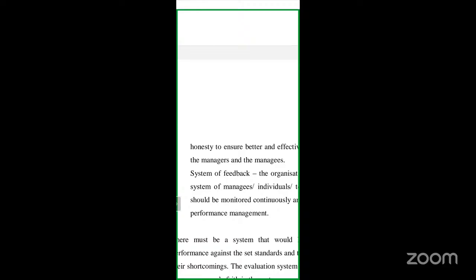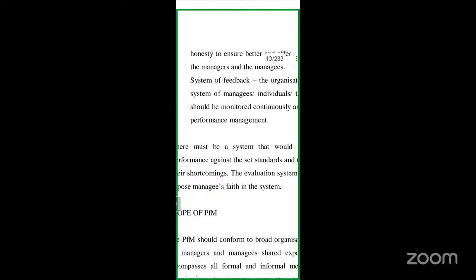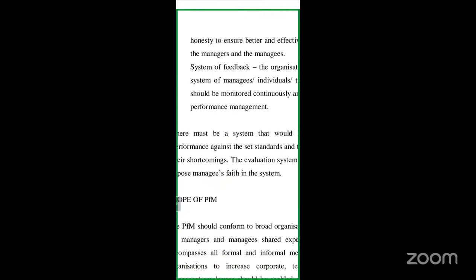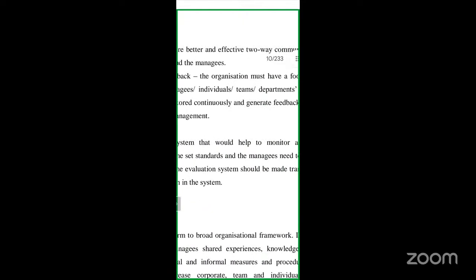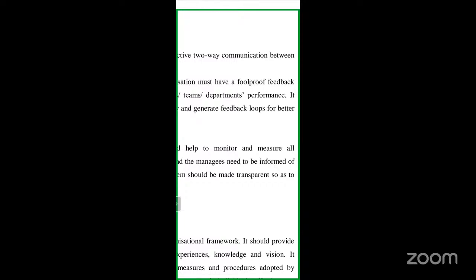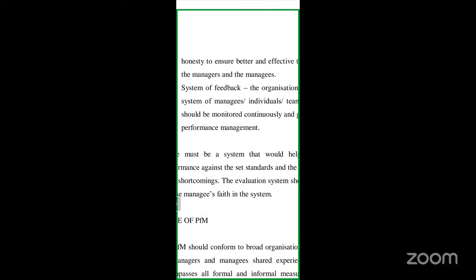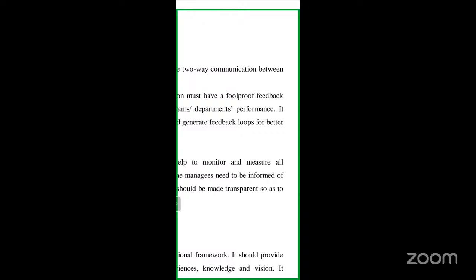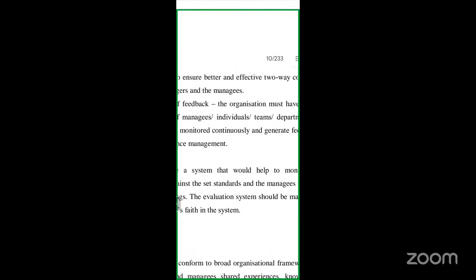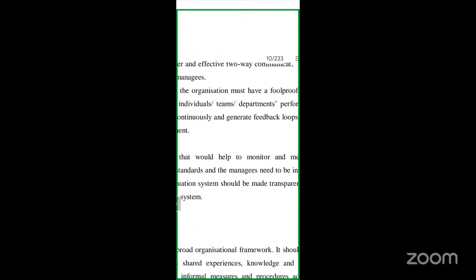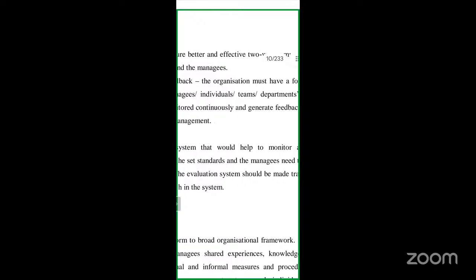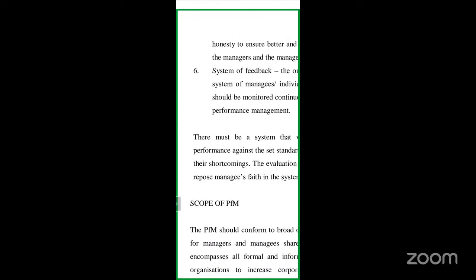Feedback. For every system, we should take feedback. Feedback is important in order to improve our loopholes. Unless we improve our loopholes, we cannot achieve the goal. The organization must have a foolproof feedback system of managers, individuals, teams, departments. Here we see that from the managers level to individuals, then the teams, then the departments' performance. Only when all this is integrated can we achieve good performance. It should be monitored continuously and generate feedback loops for better performance management. Continuous feedback should be taken so that we can clear all our loopholes or drawbacks in order to achieve a good performance.